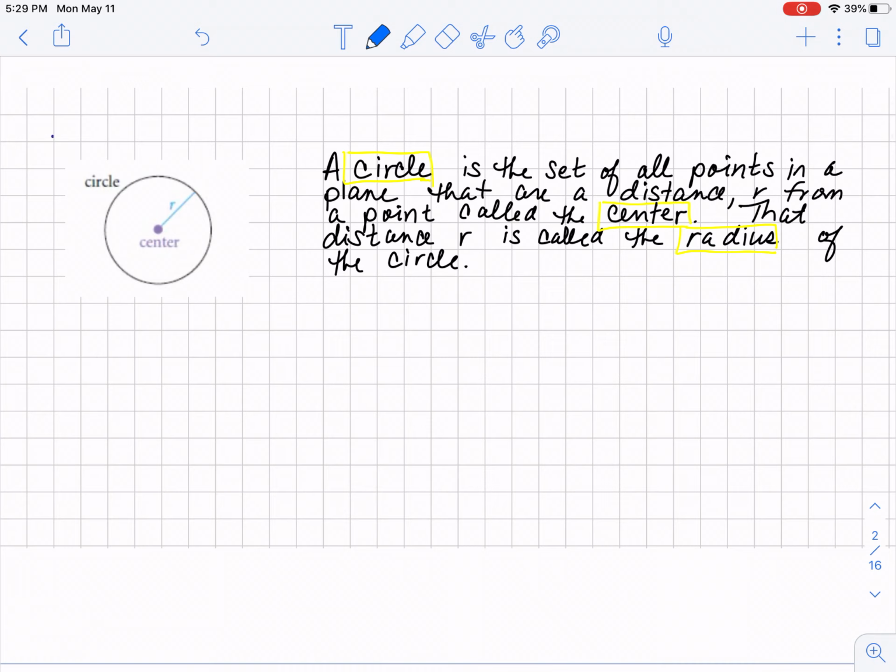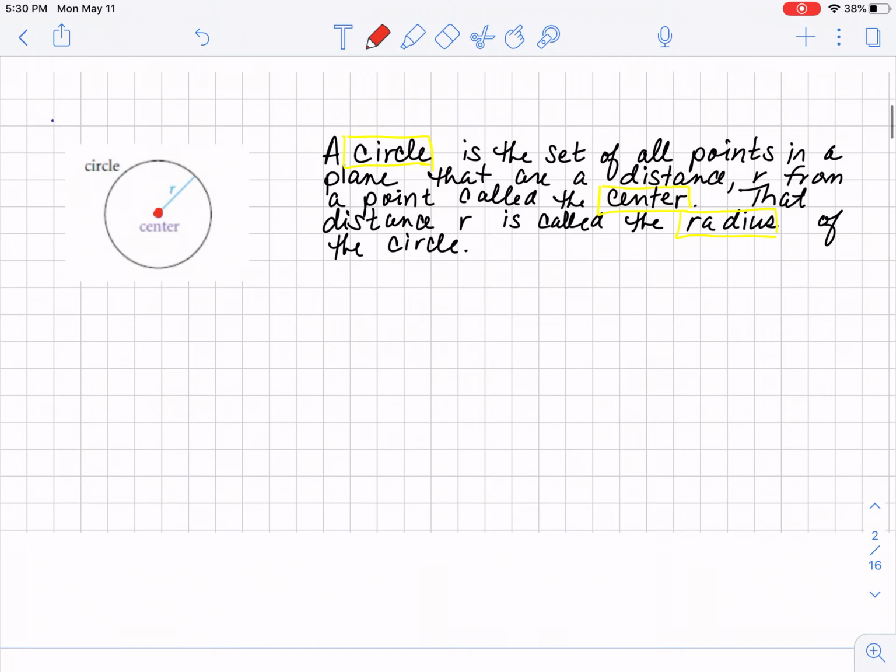So here's the formal definition of a circle. It's the set of all points in a plane that are a distance r from a point called the center. So here's how I like to think of it. This is my center, okay? From that center, I can draw an infinite number of segments going out from that center at a fixed length. And that fixed length is my radius. So in other words, if my radius were 3, I could draw 3 an infinite number of times from that center. And then all of those points, if I added them all together, that would be my circle, okay?